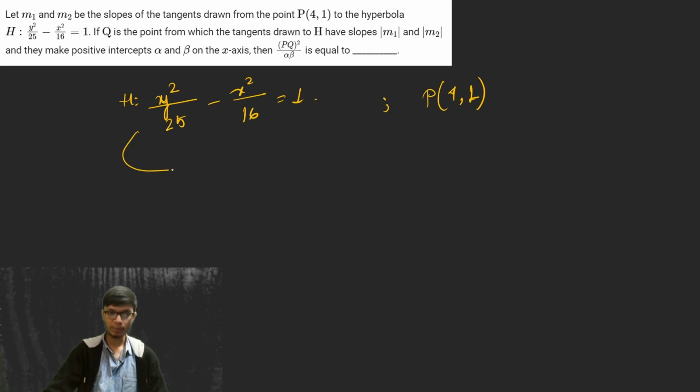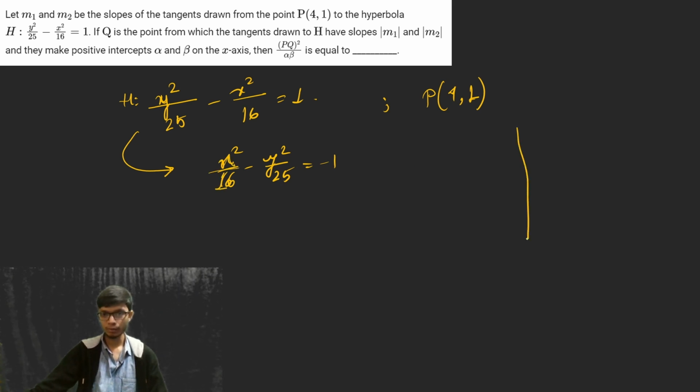Now for this type of hyperbola, which can also be written as x square by 16 minus y square by 25 is equal to minus 1. So this is basically not the normal hyperbola. This is the hyperbola which is drawn in this particular fashion, something like this.